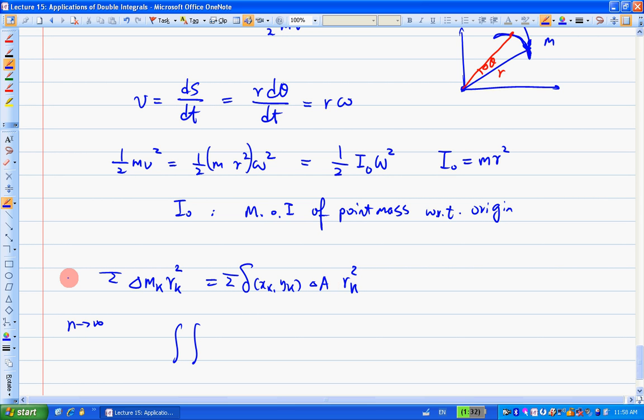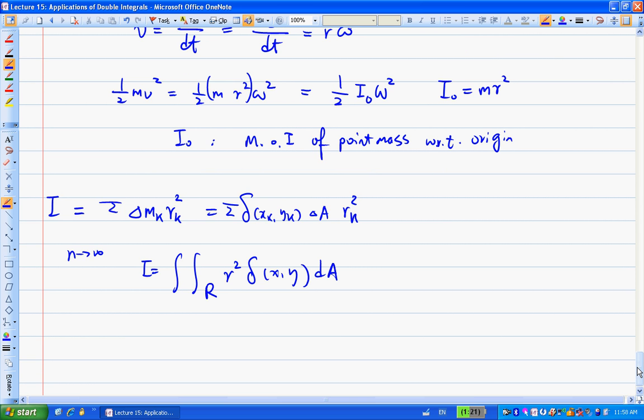And that double integral is basically the I here. The I equals the summation of each one of them, and as n goes to infinity, you get a double integral. Looking at this double integral, what are we integrating? There's r_k squared here. Instead of r_k, you can just write r squared, multiplied by delta, which is the density, and then dA. That's it. That's the moment of inertia.